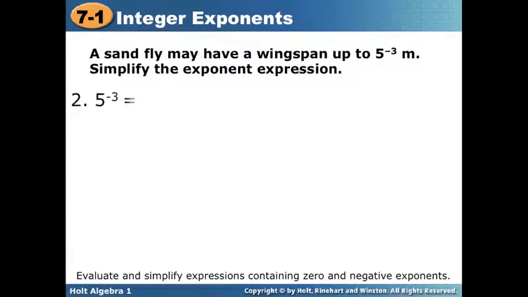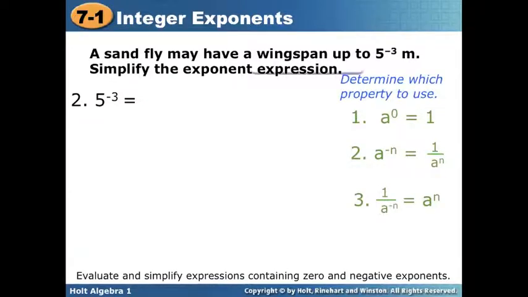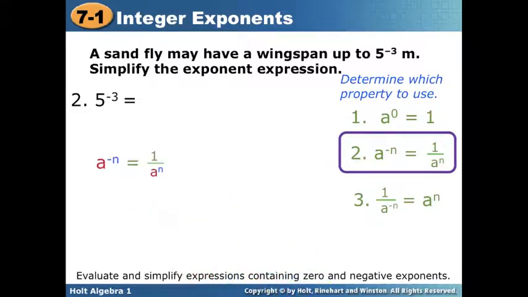Example number 2. 5 to the negative 3. Choose the property that we will use. Notice property number 2 says if you have a negative exponent, you can change it to become positive by flipping it to the denominator. So that's going to be 1/5 to the 3rd. You will need to simplify your answers. 1/125 is our simplified form.